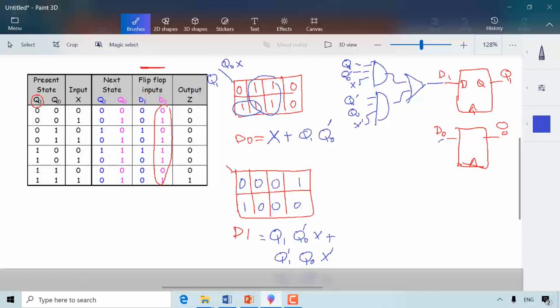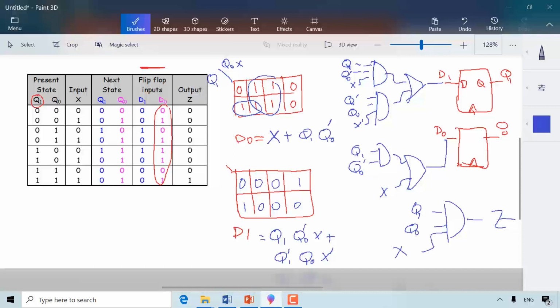And then this D0 is another OR gate of X and here Q1 and Q0 prime. And the output Z does not change: you have Q1, Q0 and X. So this is the same circuit using what type of flip-flops? D flip-flops. Okay, so just one last comment here.